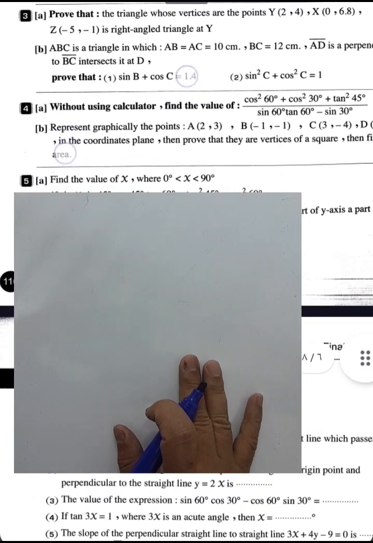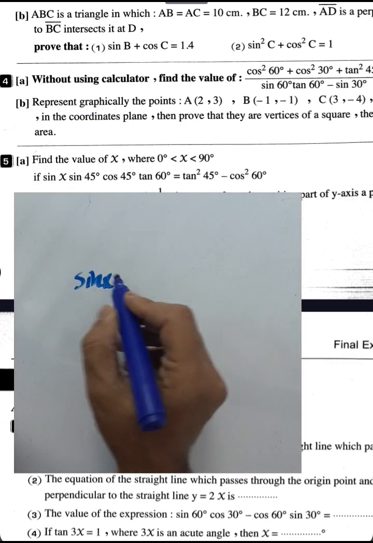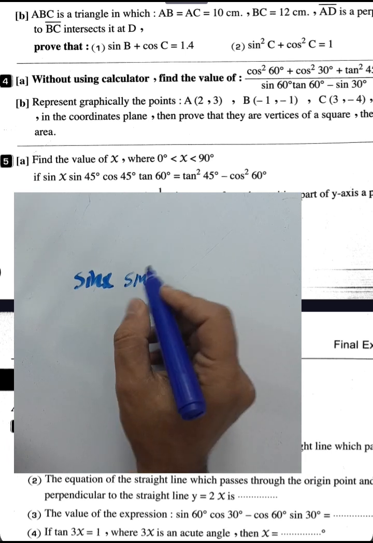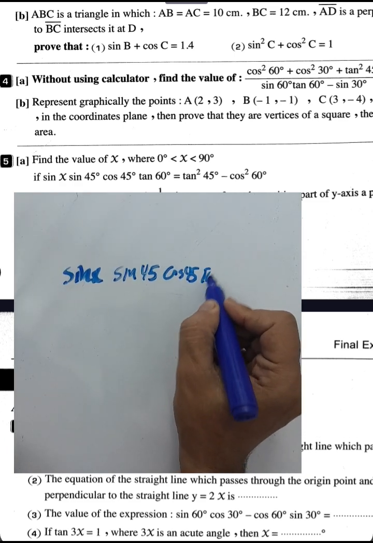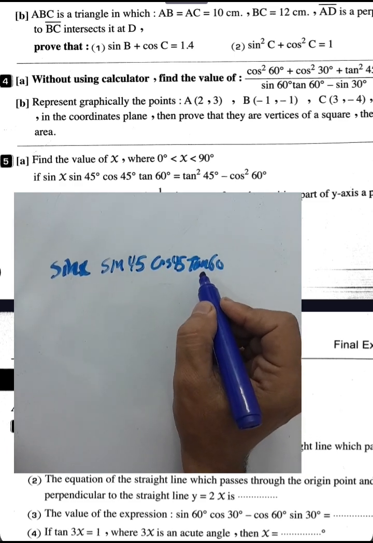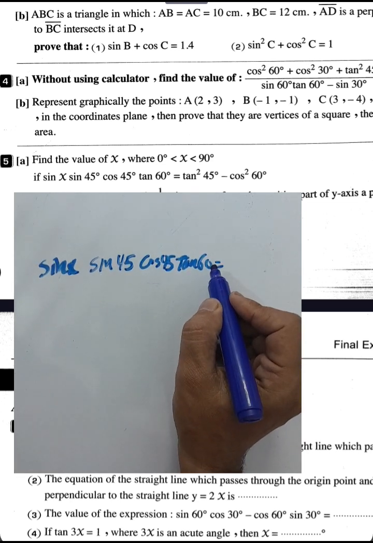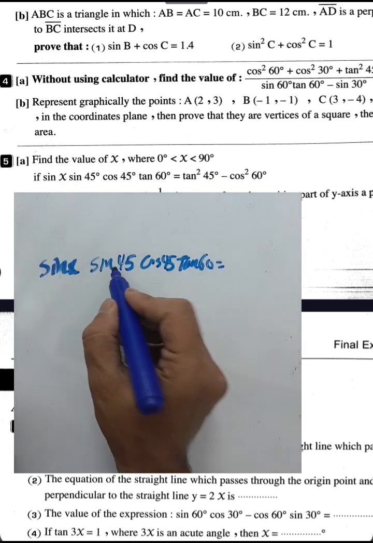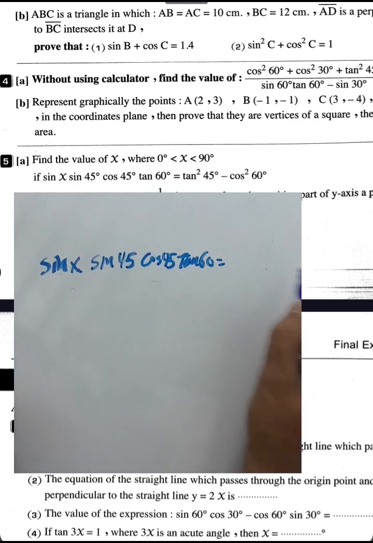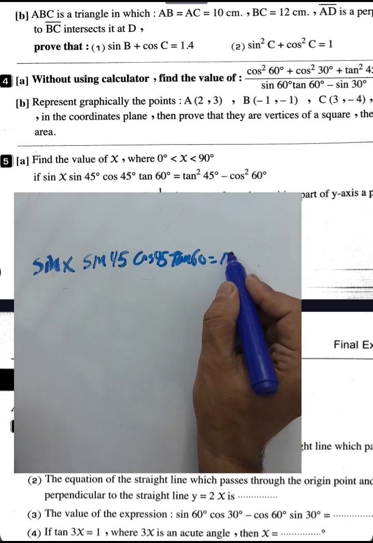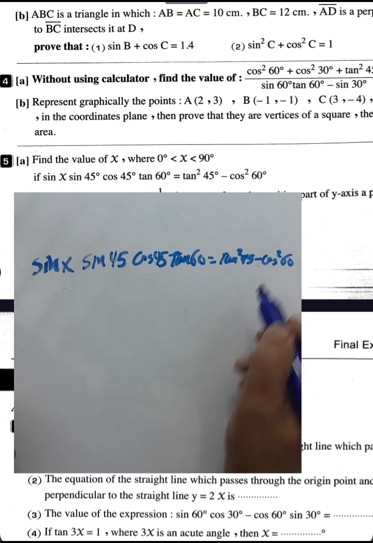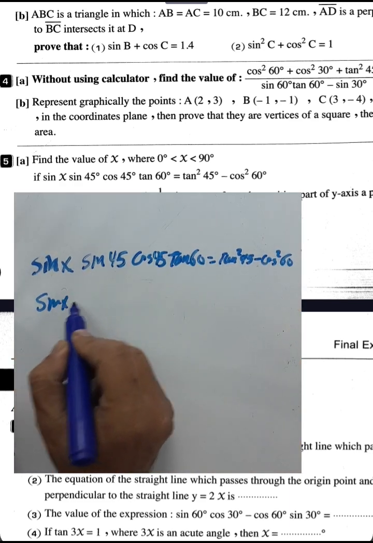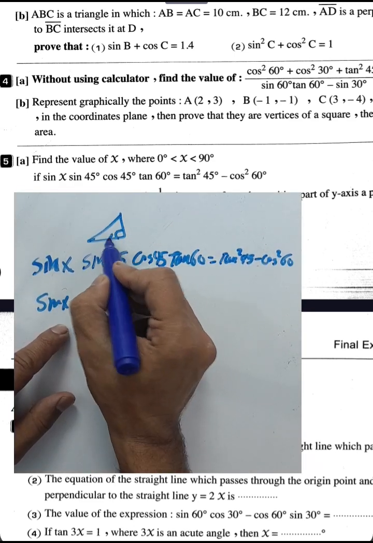Question number 5. Find the value of this expression. We have sine x reduced by sine 45, cosine 45, tan 60 equal, okay, we want to find the value here, sine x. We have on the right-hand side tan 45 power 2 subtract cosine 60 power 2. Write sine x here, and draw two triangles to solve this example.